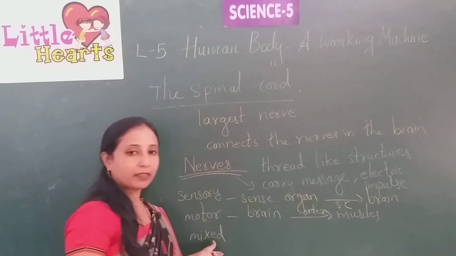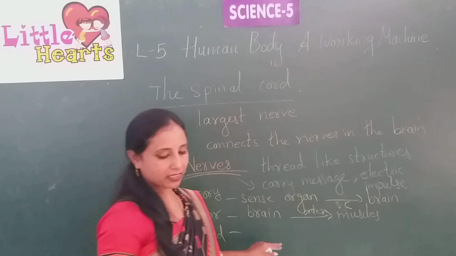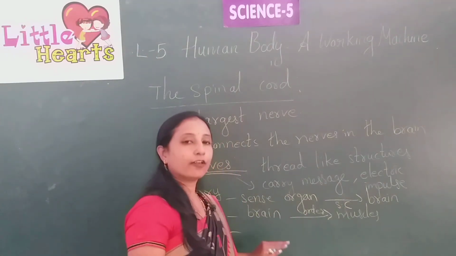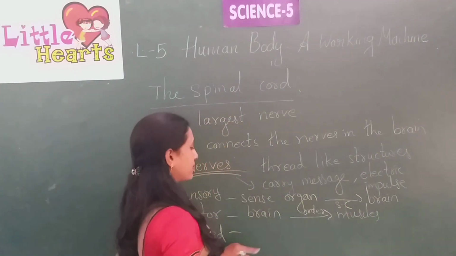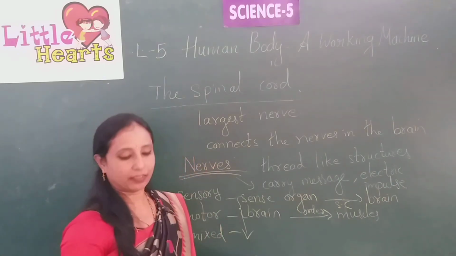And what are the mixed nerves? What is the function of these mixed nerves? These mixed nerves carry messages from the sense organs to the brain and also convey messages back from the brain to the muscles. So both these functions are done by these mixed nerves.